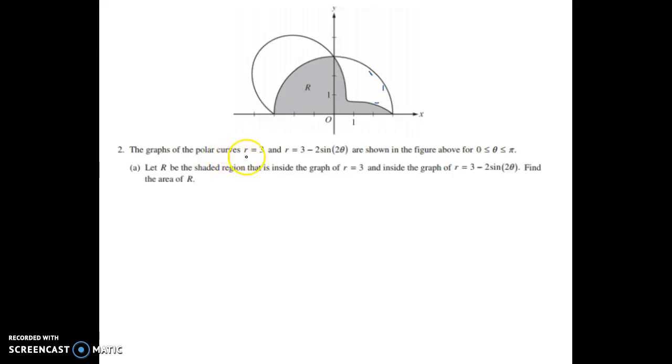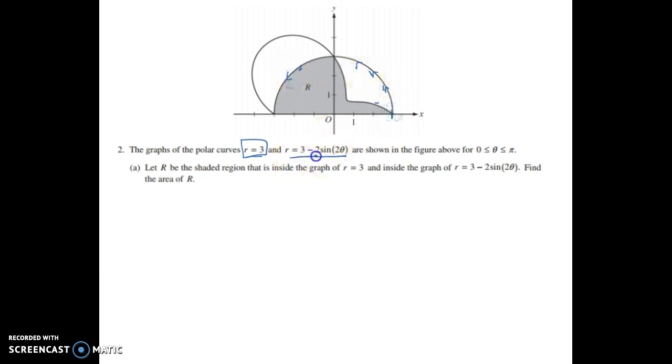They're telling us the graphs of r equals 3 and r equals 3 minus 2 sine theta are shown, and they're asking us to find the area of this shaded region. You definitely have to have a firm picture of how these graphs are created. So if you're not sure, put them on your graphing calculator, and you'll find that r equals 3 is this semicircle, and it would start over here and trace up this way.